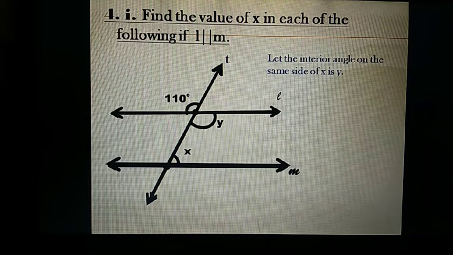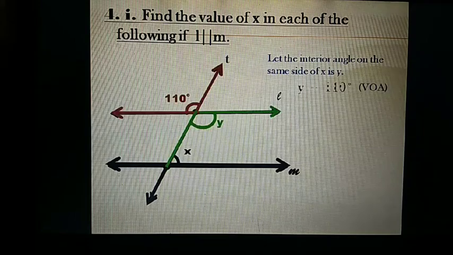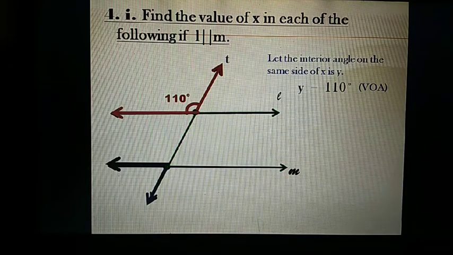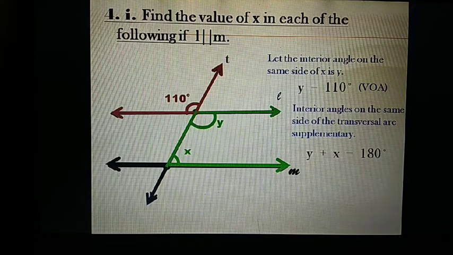Now, 110 degree and Y are vertically opposite angles, so we can directly write Y as 110 degree. Now one of the interior angles on the same side is known to you. By using the third property, that interior angles on the same side of the transversal are supplementary, we can write the equation as Y plus X is equal to 180 degree.